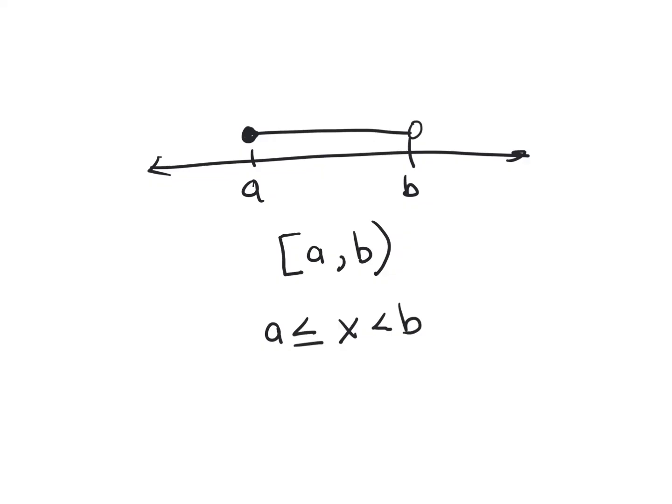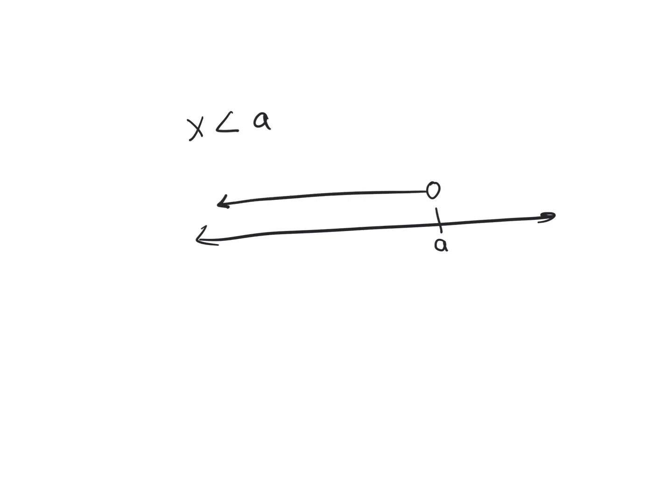If I wanted to write X is less than A, any number, here's A, not including it, all the numbers less go that way. This would be from negative infinity. You never include infinity. Infinity is always a parenthesis because you can never capture, include, or equal infinity. All right, and then up to A, not including A.